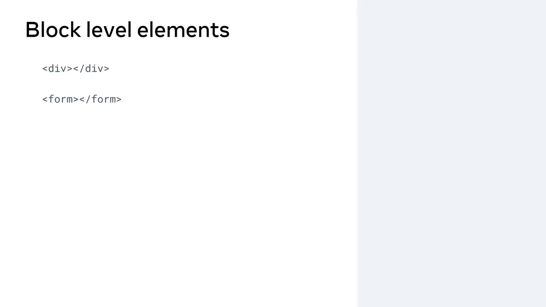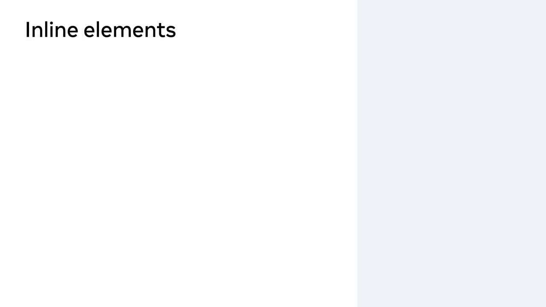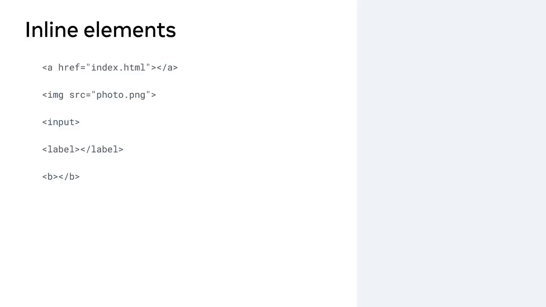When coding in HTML, you need to be able to recognize and use block elements. Some examples of block-level elements include the tags div, form, and heading. You also need to be familiar with common inline elements. These include the tags anchor, image, input, label, bold, italics, emphasis, and span.